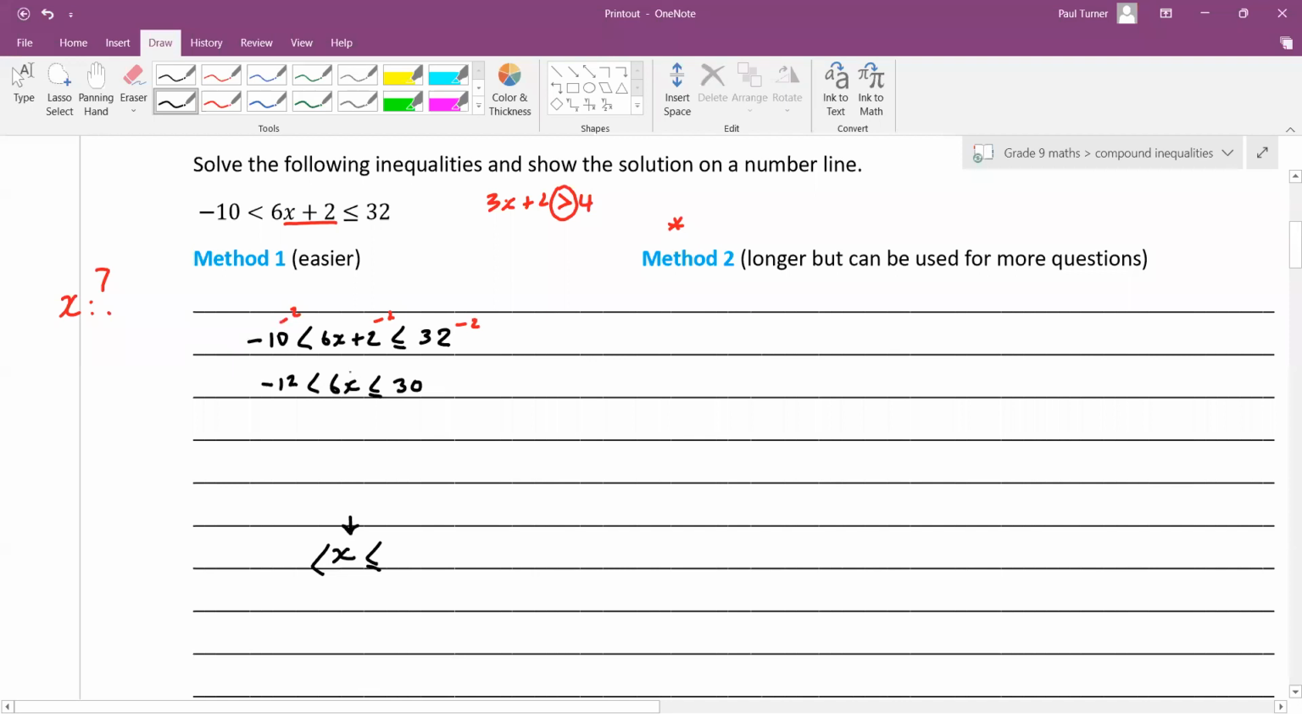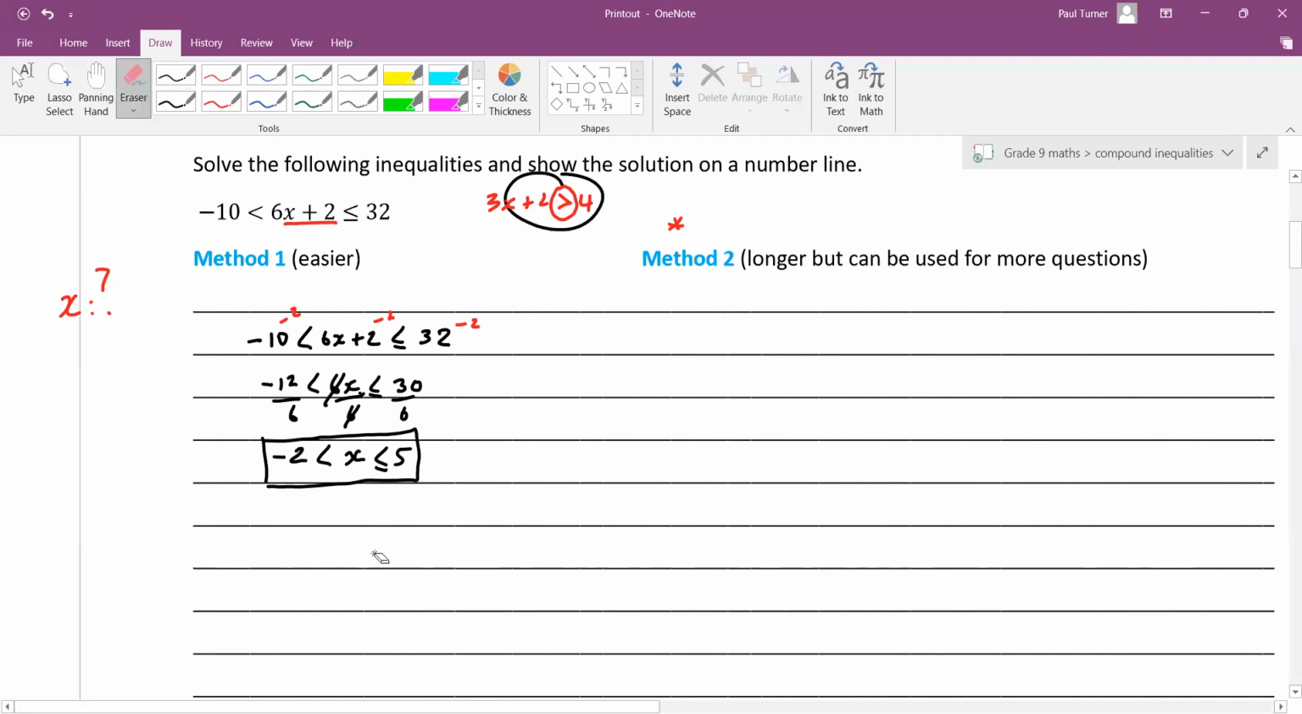And now what do you think you do here? You see you've got a 6x. As before, we can divide everything by 6, in the same way we could solve this problem up here. So divide everything by 6. 6 into -12, that's -2. Less than 6x divided by 6 will cancel, so we have x here. And 6 into 30 is 5. That's your answer. So that means that x is some number between -2 and 5 and can include 5.